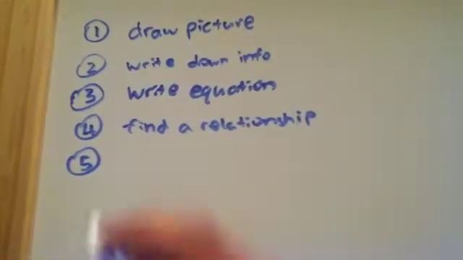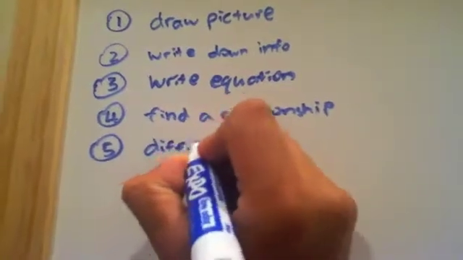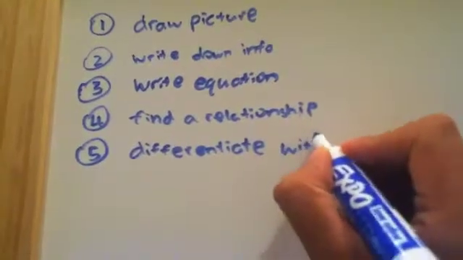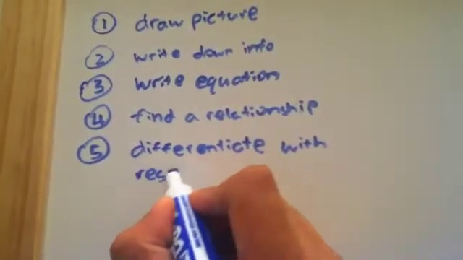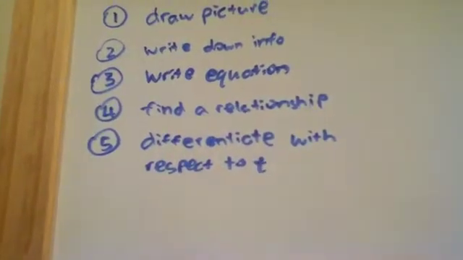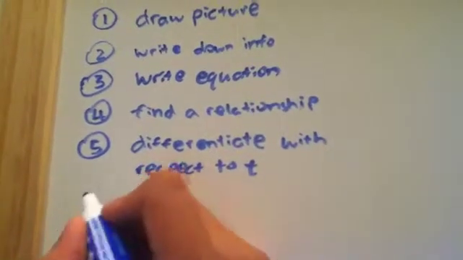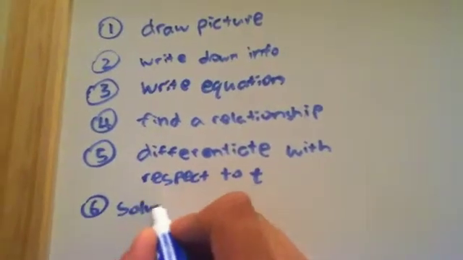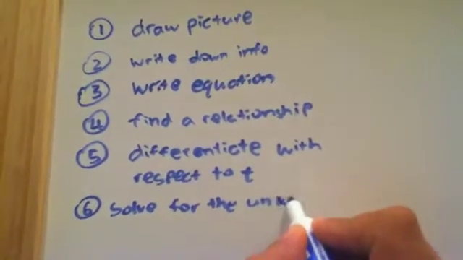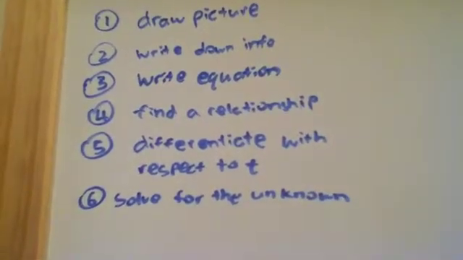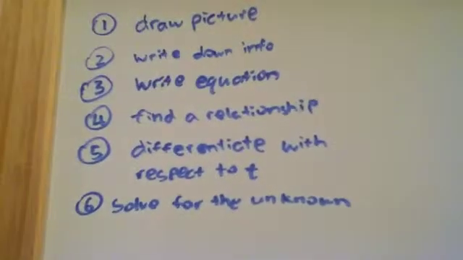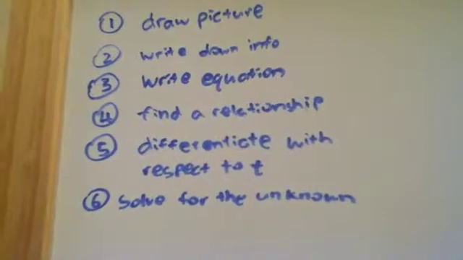Step 5 is to differentiate with respect to t, so you want to differentiate with respect to time. And the final step is to solve for the unknown. There should only be one variable left, so you can solve easily for the unknown variable. Those are the 6 basic steps, so let's try an example.